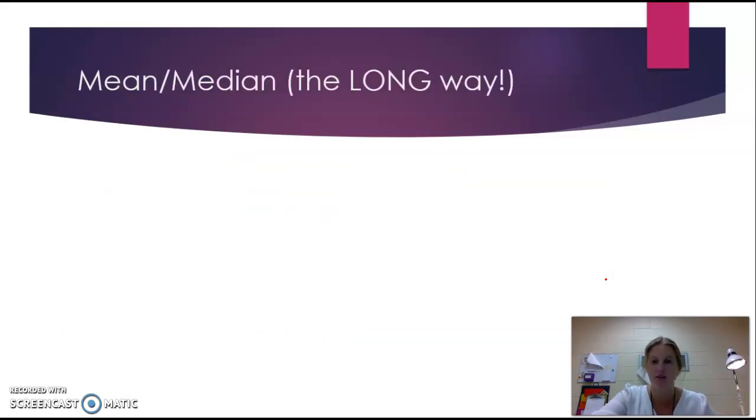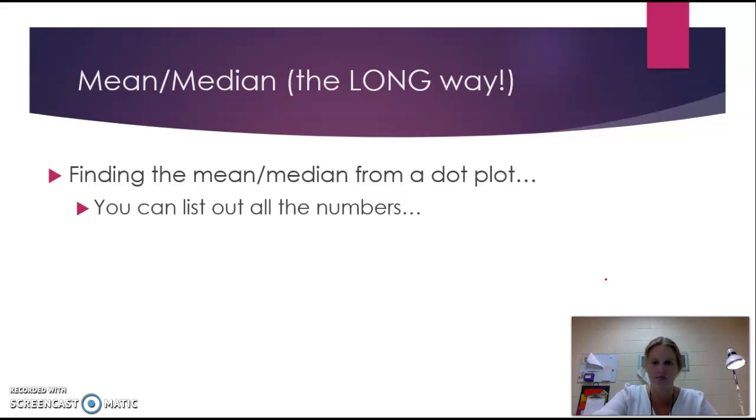So then you paused and predicted, okay, well, how can I find the average, or how can I find the middle number from this dot plot? And maybe you thought, okay, well, I have to write out the numbers in a list, and then I can do the crossing out method, and then I can add them up and divide.